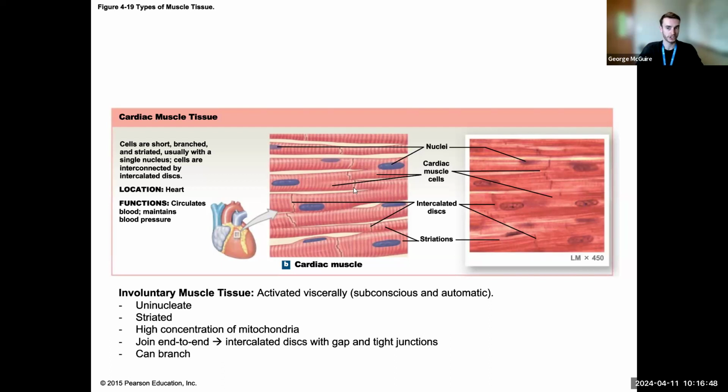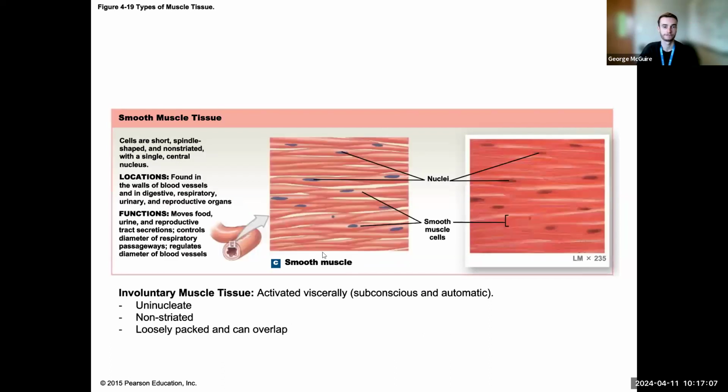They form those branches and they connect to other cardiac muscle cells through these intercalated discs. And so skeletal muscles are our only voluntary conscious muscles. You don't have any control over your cardiac muscle tissue. You don't have any control over the contractions of your heart, at least not conscious control over the contractions of your heart. And then smooth muscle tissue.